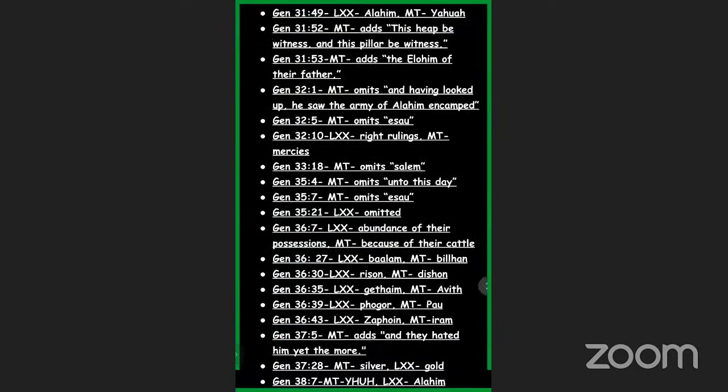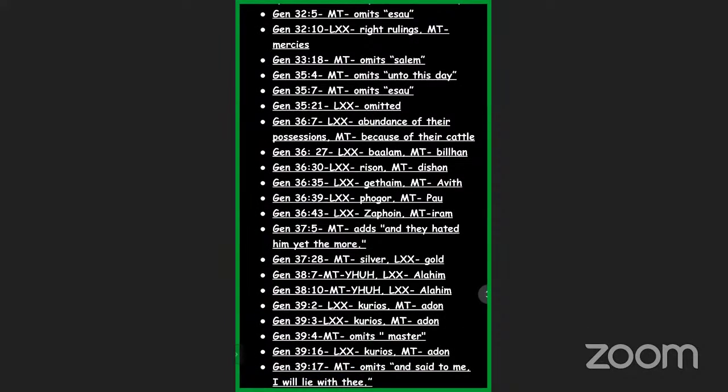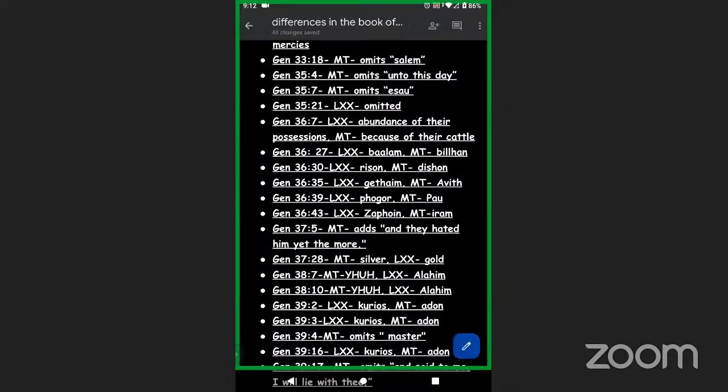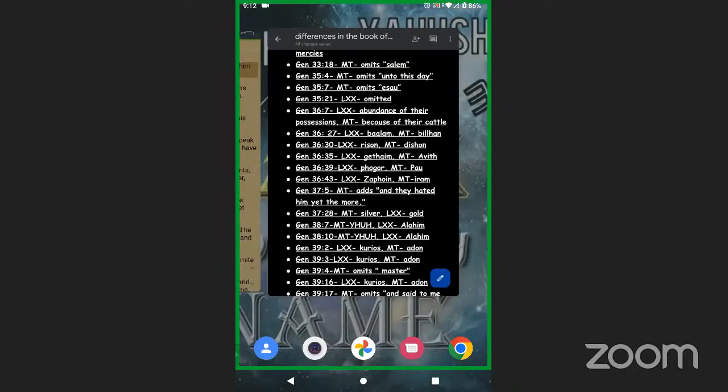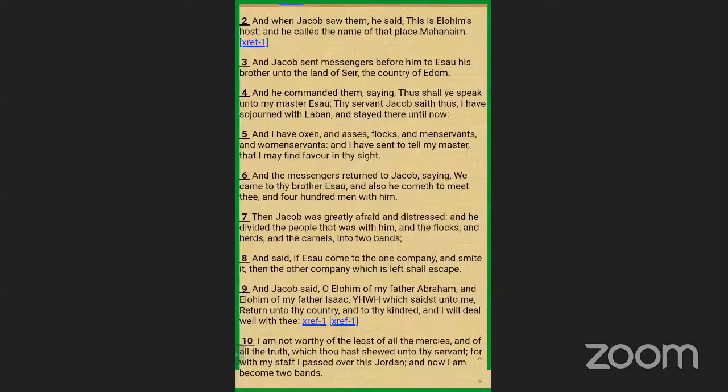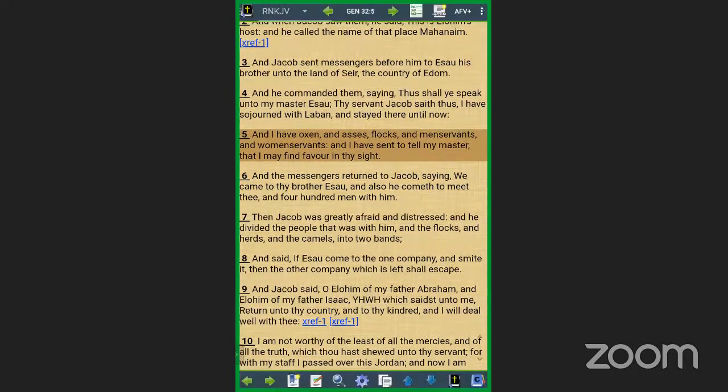So anyway, let's see here. So we're at chapter 32, verse 5. Masoretic text omits Esau. Very interesting. You'll see that a lot too. Certain lineages they're not proud of, in other places, especially the book of Job.